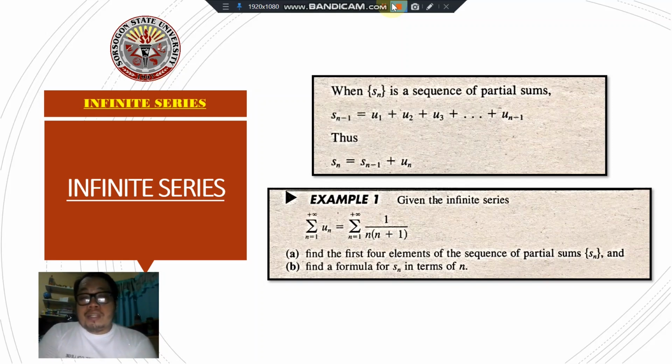Now applying such generalization, let's have example number 1. Given the infinite series, the summation of U sub n, where n equals 1 to positive infinity, and that is equal to the summation of 1 over n times the quantity n plus 1, where n equals 1 to positive infinity. For letter A, find the first 4 elements of the sequence of partial sums S sub n, and for letter B, find the formula for S sub n in terms of n.